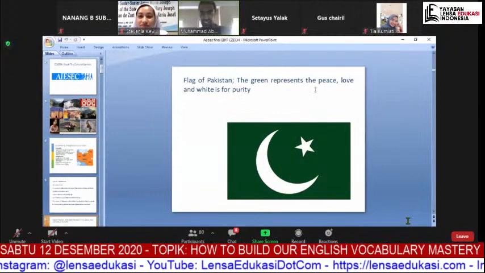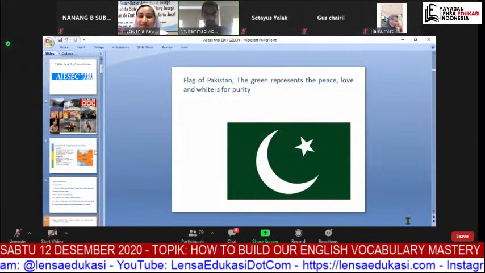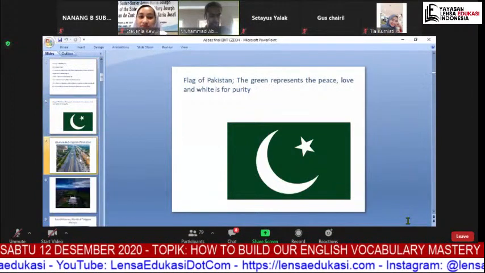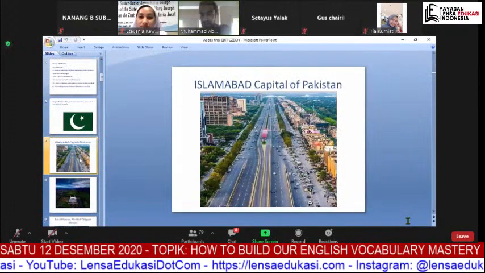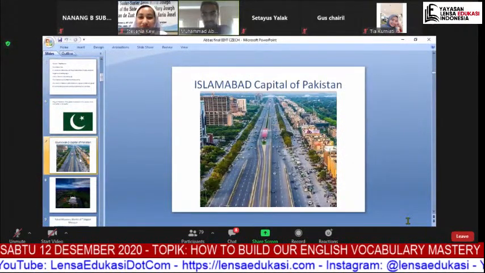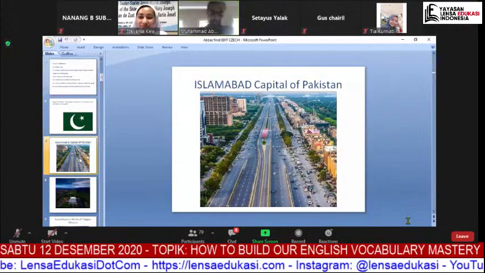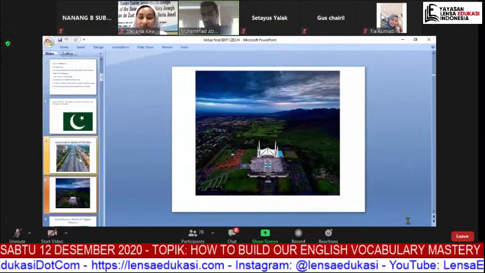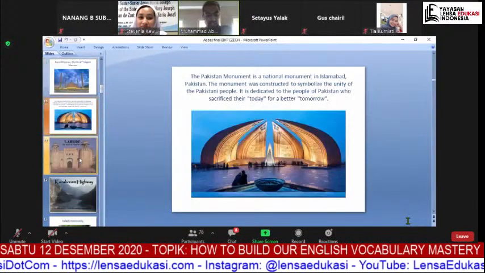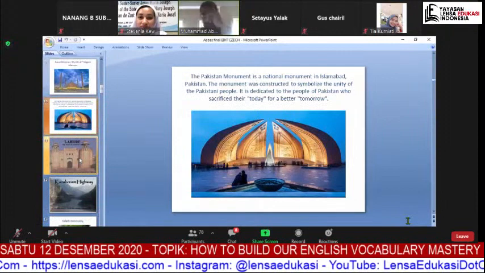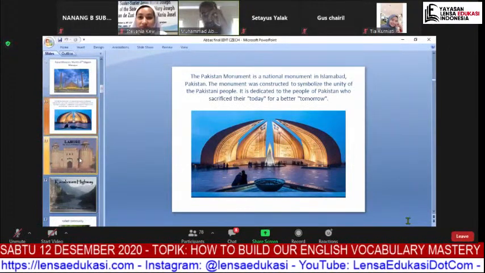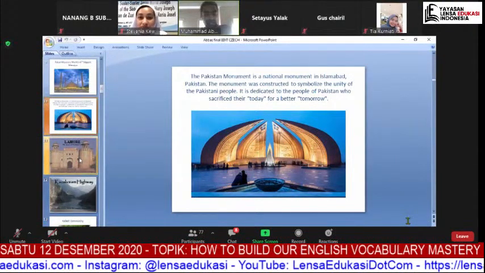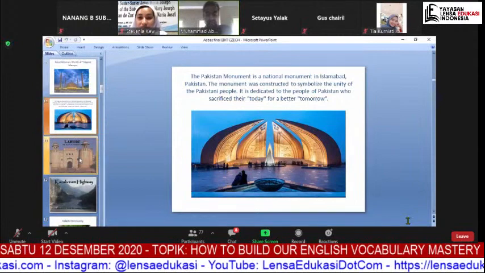This is the flag of my country, Pakistan. Green represents peace and love, and the white is for purity. This is the capital of Pakistan, called Islamabad. It's a very beautiful city surrounded by mountains. This is a very famous mosque we have in Islamabad, called Faisal Mosque, and this is the monument. It's a very big monument made in memory of the soldiers and army officers who were martyred during the wars.